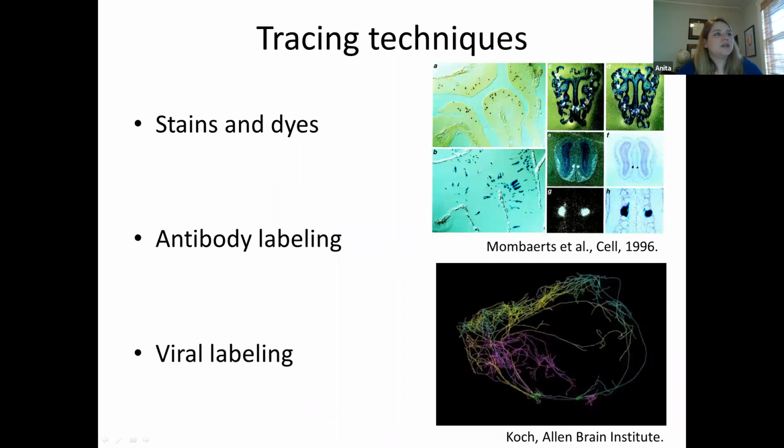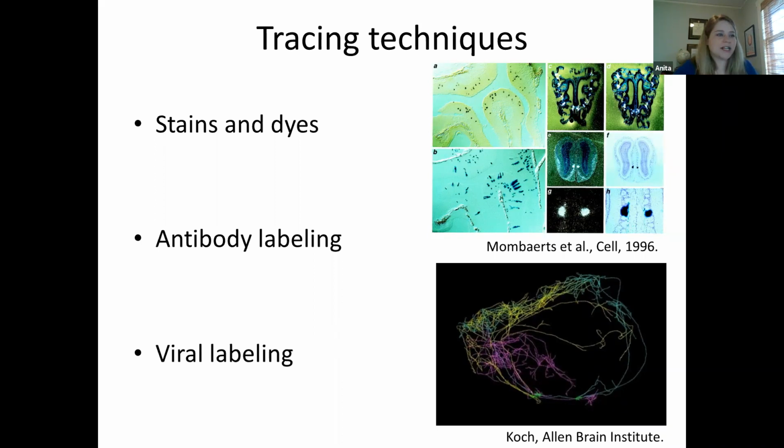Okay, so today we're going to go through tracing techniques. We'll start out with stains and dyes, as we've already started to talk about. A little bit on antibody labeling, which I actually didn't intend to spend much time on, but I realized you may be using antibody labeling in conjunction with some of your other techniques like viruses and stains. So I ended up spending more time than I thought I would on that. And then the principles behind viral labeling and why we might use it specifically in neuroscience.